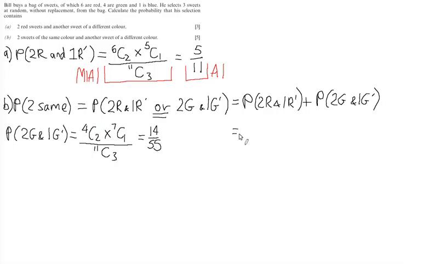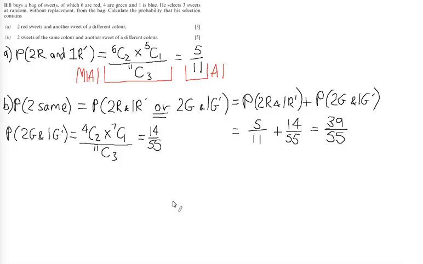This means, to finish off my calculation for the probability of 2 the same, we're going to have 5/11 plus 14/55, and when we complete this sum we get a probability of 39/55, and all of these should be just left as fractions because they're the exact answer.